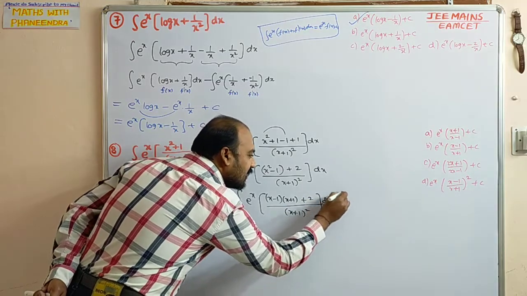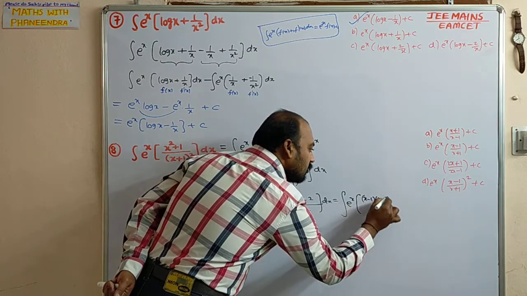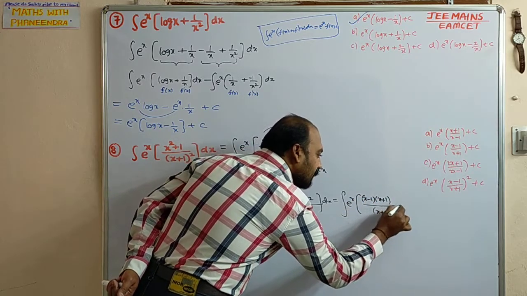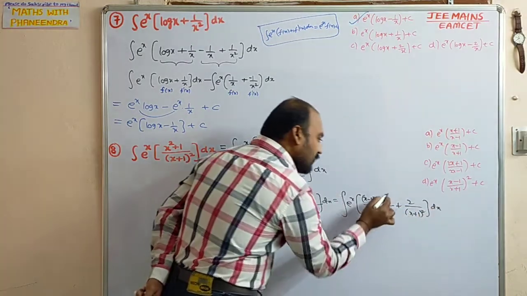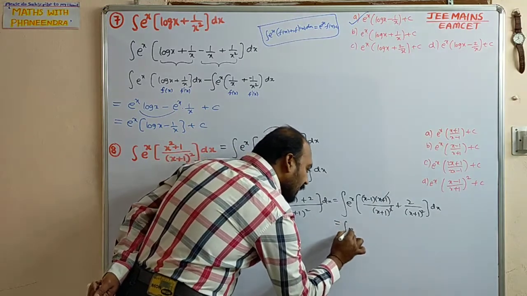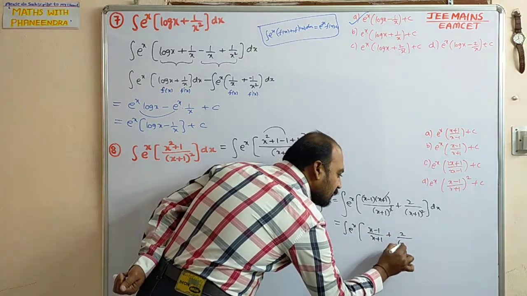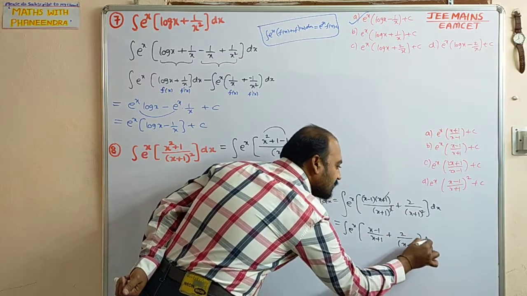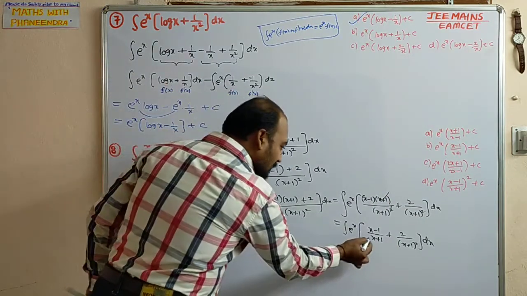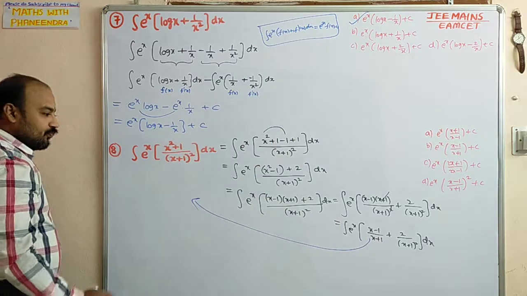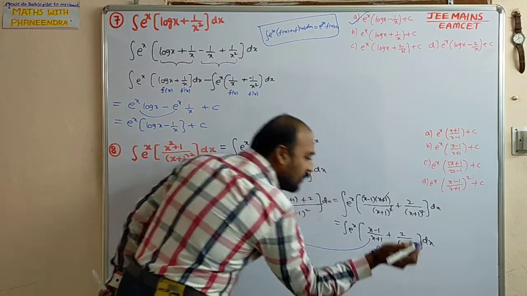Now split into two integrals: integral e power x, x minus 1 into x plus 1 divided by x plus 1 whole square, plus 2 by x plus 1 whole square, into dx. So one of the x plus 1 will be cancelled here. Integral e power x into x minus 1 by x plus 1 plus 2 by x plus 1 whole square into dx. Now you recognize what is f of x and what is f dash of x. See here, I will tell one logic. This is f of x, this is f dash of x. How can f dash of x be easily recognized?